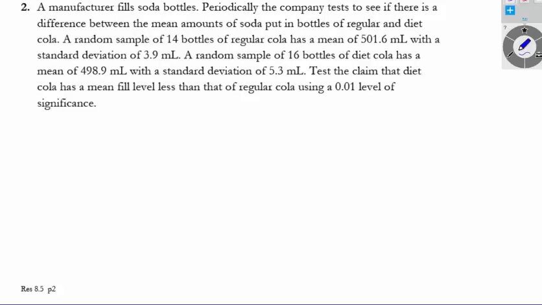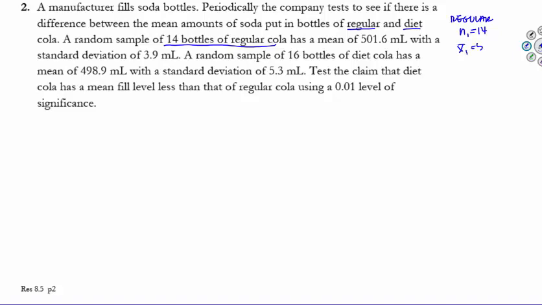This example is about filling bottles. Periodically, the company tests to see if there's a difference between the mean amounts of soda put in regular and in diet. So there are your 2 populations. A random sample of 14 bottles of regular has a mean of 501.6 milliliters and a standard deviation of 3.9. This standard deviation came from the sample, so it's not population standard deviation. Therefore, population standard deviation is unknown, and we will use a t-test.